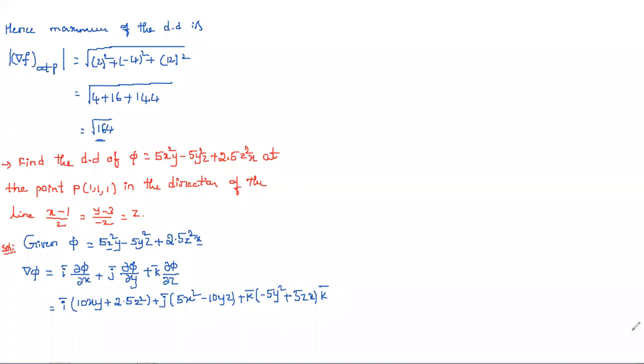And now you need to find the point here. So here it is having del phi at the point, what is that? 1 1 1. So in place of x you need to substitute 1, in place of y as 1 and z as 1. Here what you get, 10 plus 2.5, that is nothing but 12.5 into i. And next, 5 minus 10 minus 5 minus 5z plus k. So minus 5 plus 5, that is nothing but obviously 0. So this is del phi at this point.